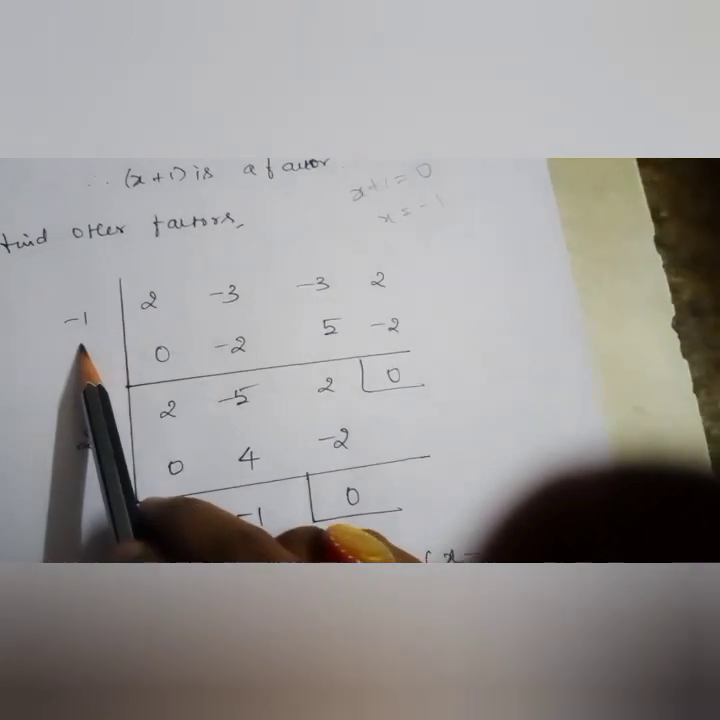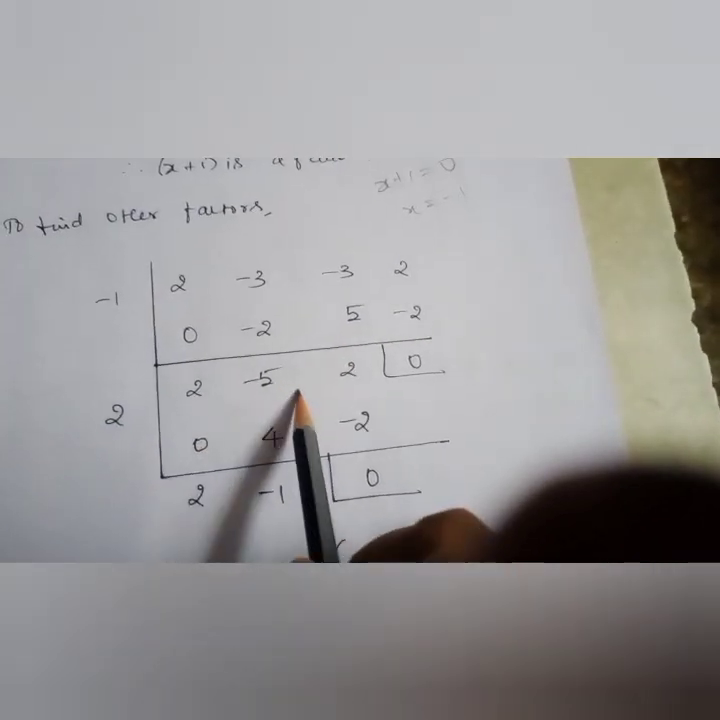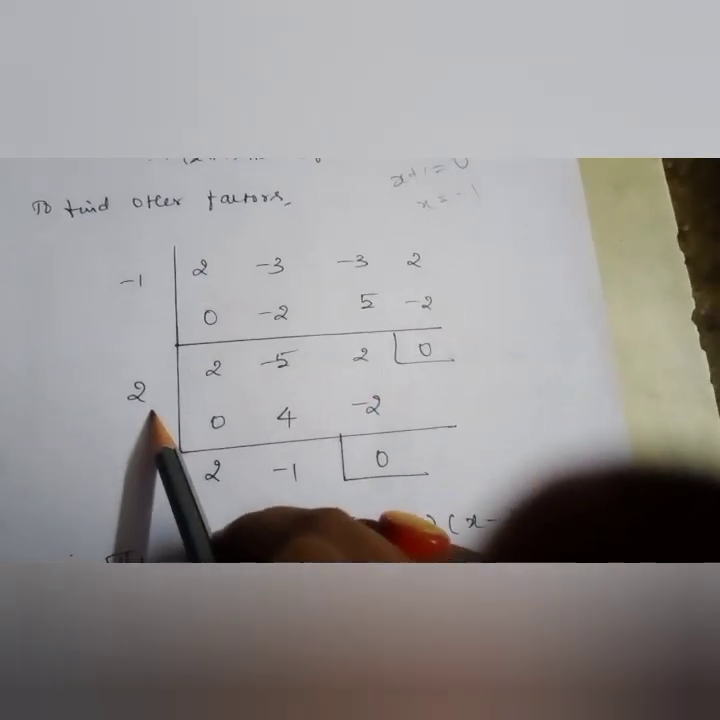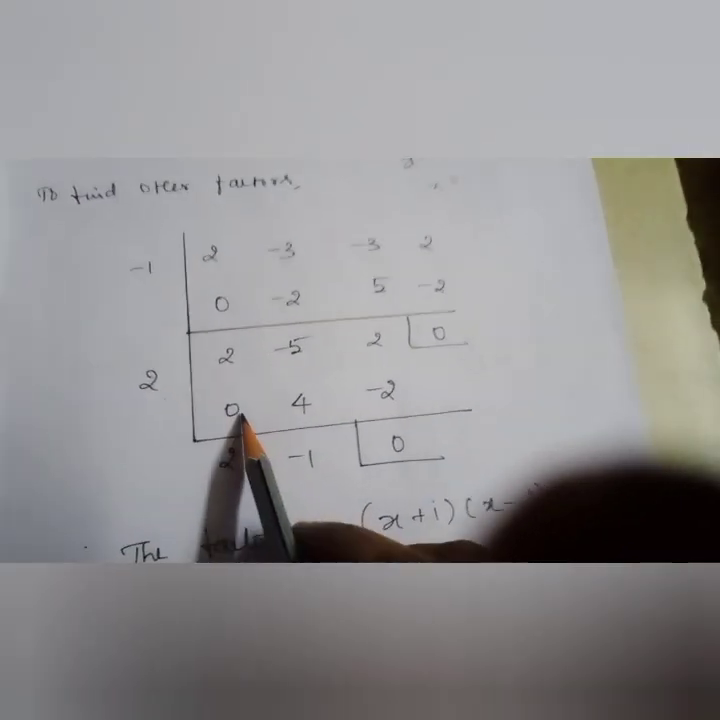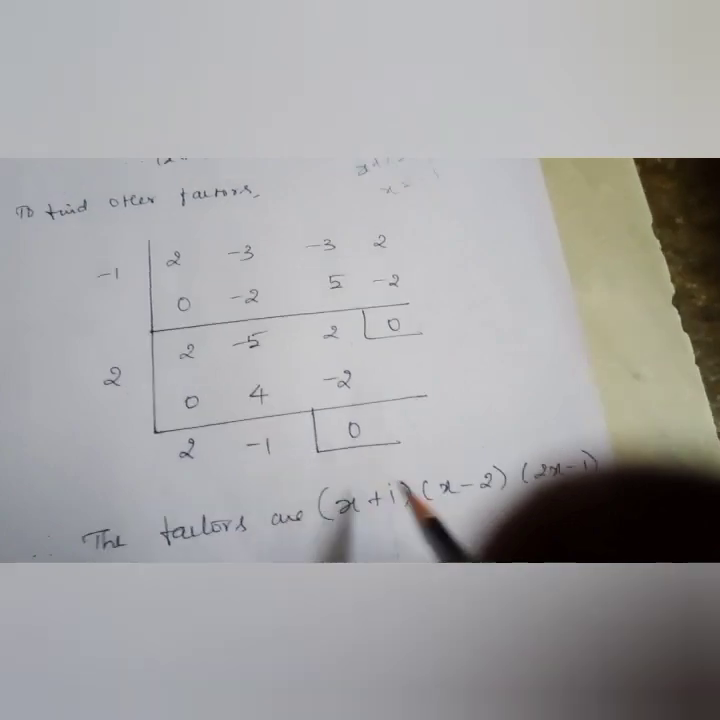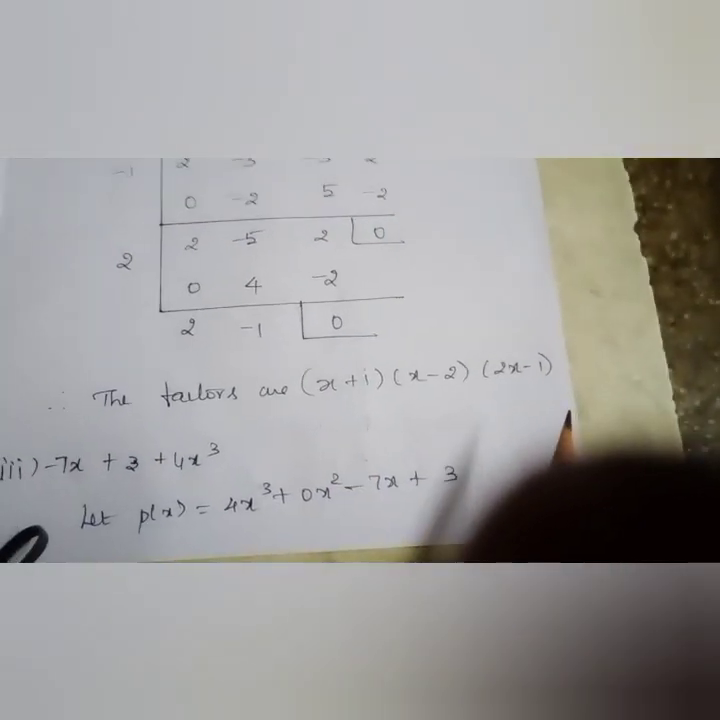So I will use the synthetic division with minus 1. So I am getting it to be 2, minus 5, 2. So again I will check with x minus 2, that is x is equal to 2. So again when I am doing the synthetic division, I am getting the factors like this. So I have written the factors like this.